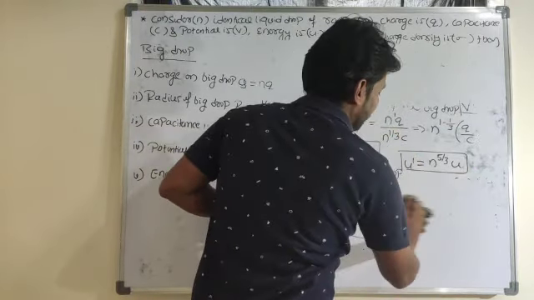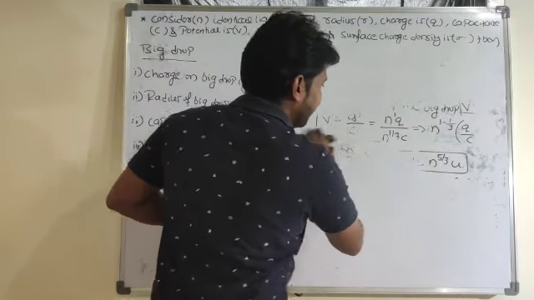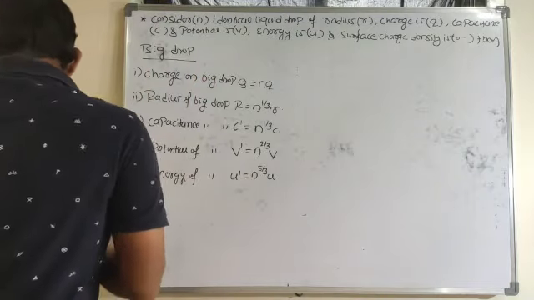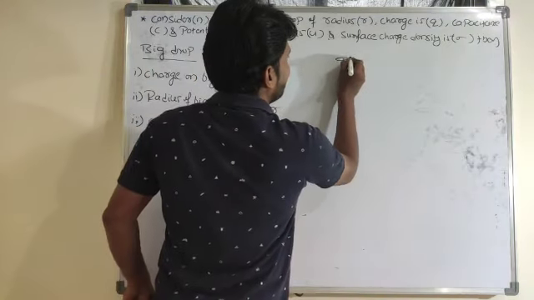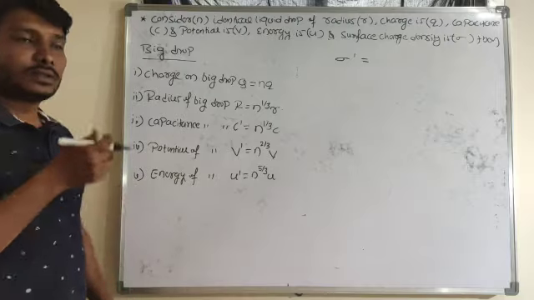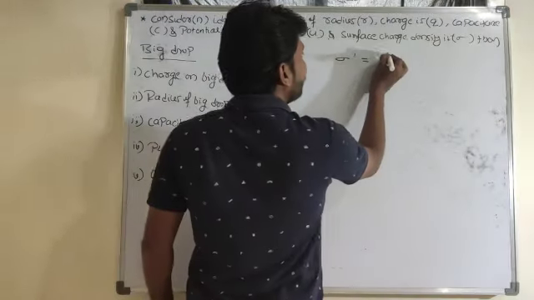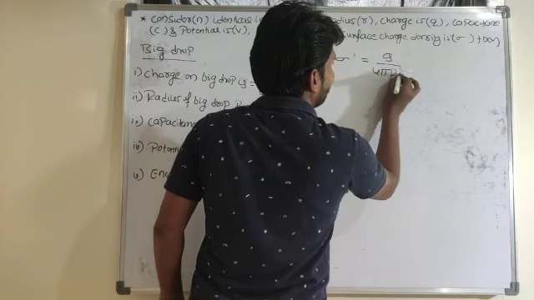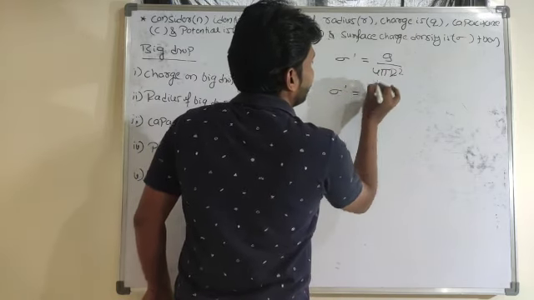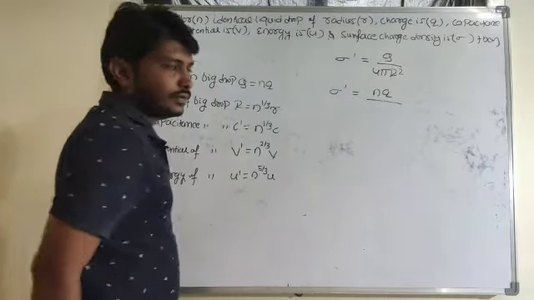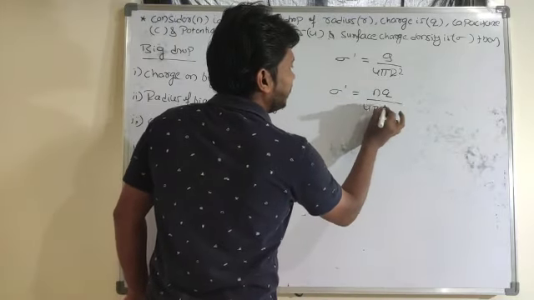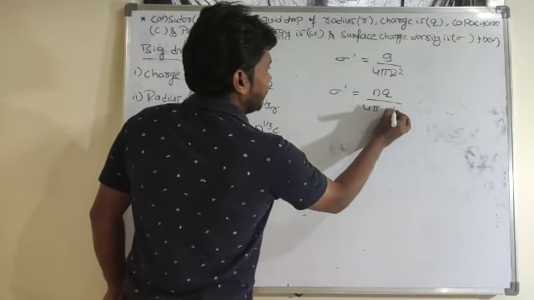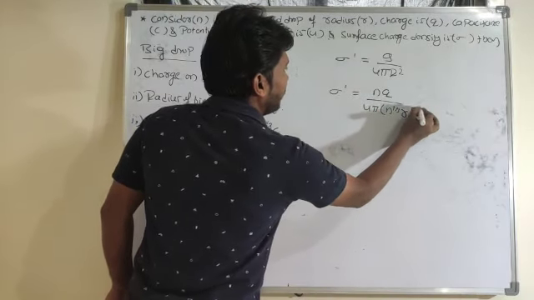So what about the charge density of the bigger drop here? I need to find the surface charge density of the bigger drop. So what is the connecting formula? Surface charge density is the ratio of charge per unit area. Area is 4 pi r square here. Q is n into q, and 4 pi r square, where r is n to the power of 1 by 3 into r, whole square.